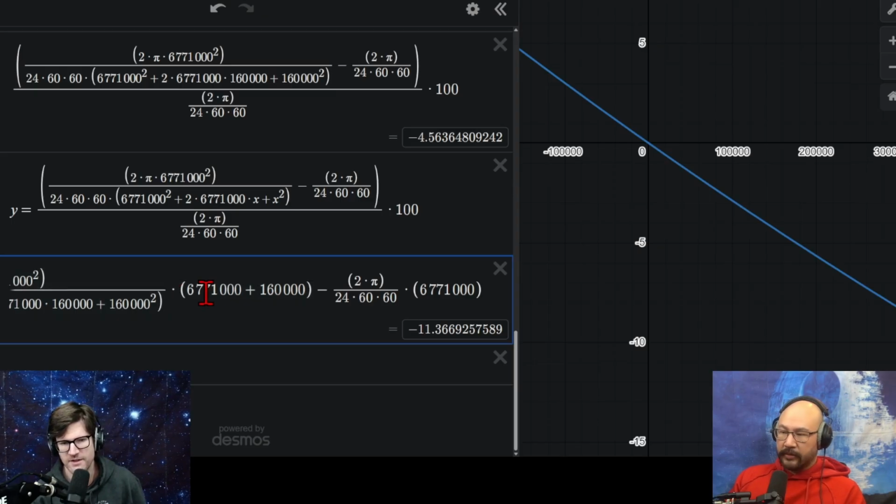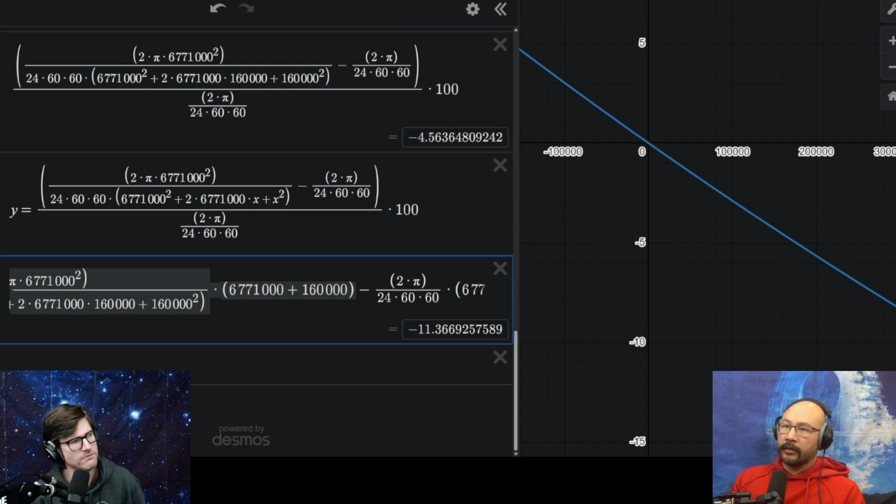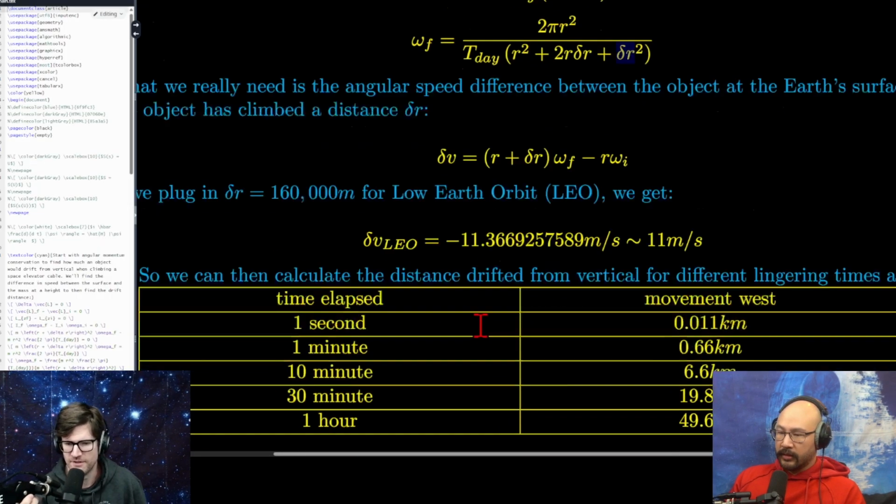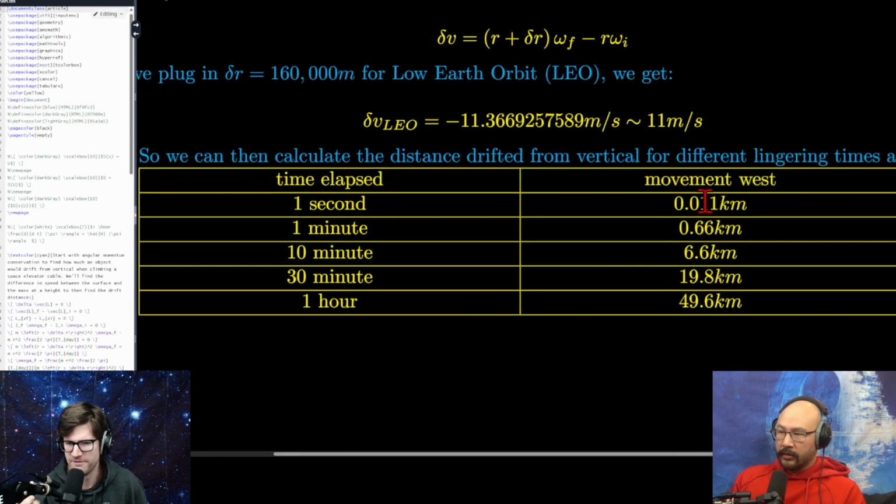0.3669. Change. And if we go to LaTeX, there it is. 11.3669 meters per second. Up a little bit. Yeah, right there. So the difference in the horizontal velocity, if you go up to low Earth orbit relative to the surface, is 11 meters per second.